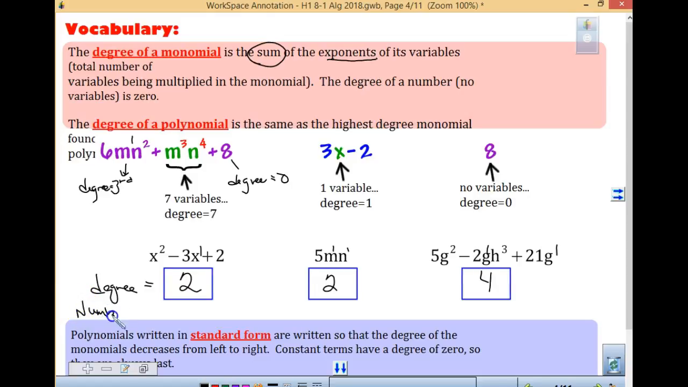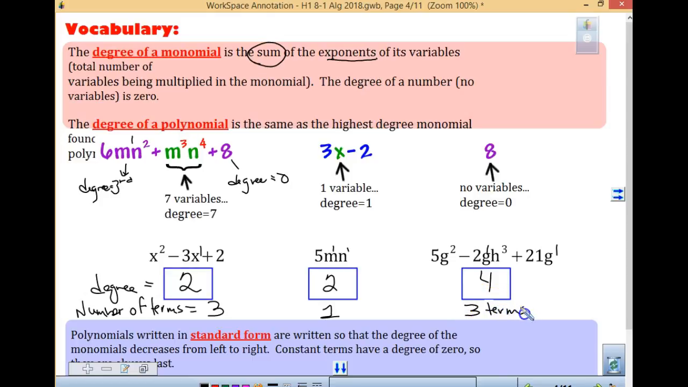Okay. If I asked you right below this, I want you to tell me the number of terms in each one, because that's what we're going to look at next. In this first one, how many terms? 3. How many terms in the next one, the 5mn? 1 term. And if I'm looking at the last one, 3 terms.